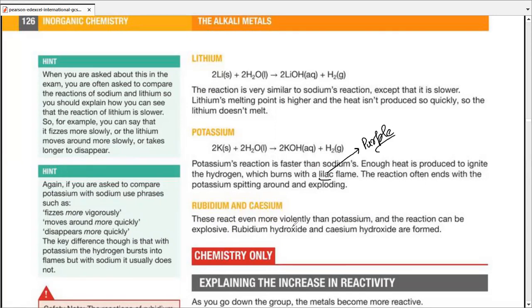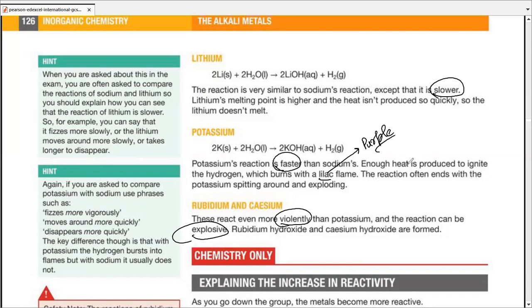Rubidium and cesium are even more violent, and the reaction can be explosive. Rubidium hydroxide and cesium hydroxide are formed. Something I want you to notice is that they are using different adjectives. They're using slow for lithium, fast for potassium in comparison to sodium, and violent and explosive-like words for rubidium and cesium. So you would notice that they are using 5 different adjectives for 5 different elements.